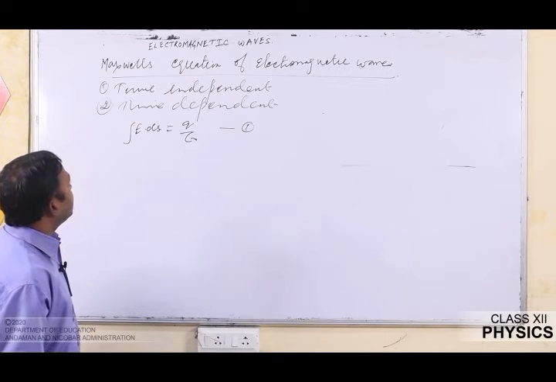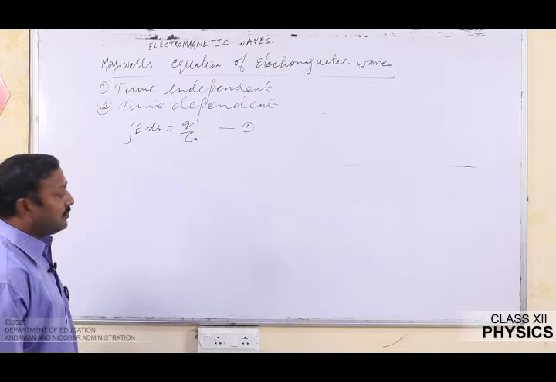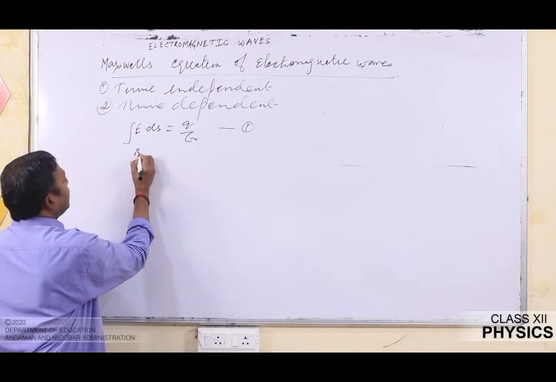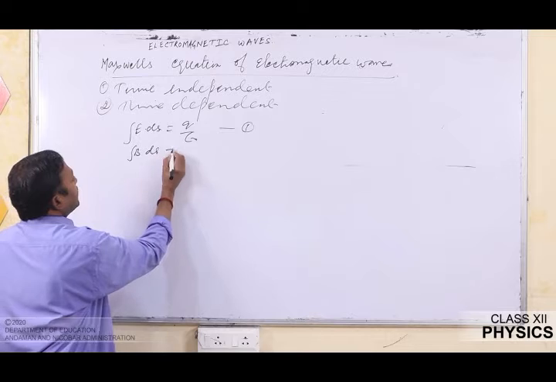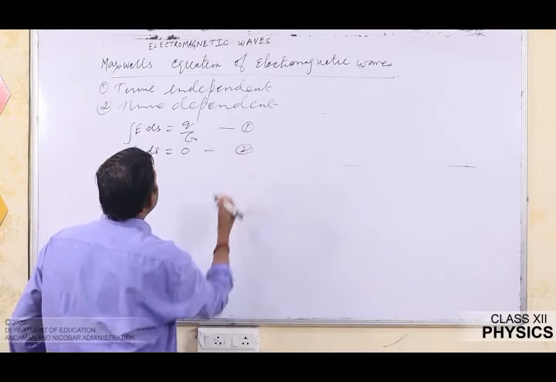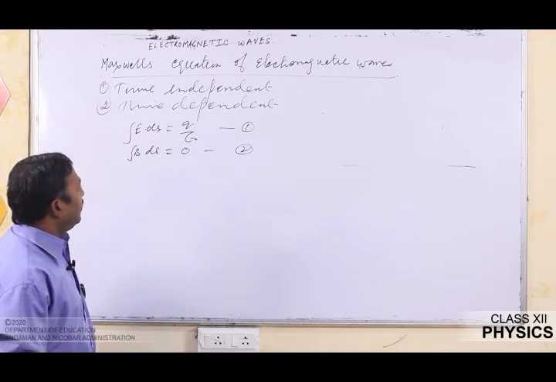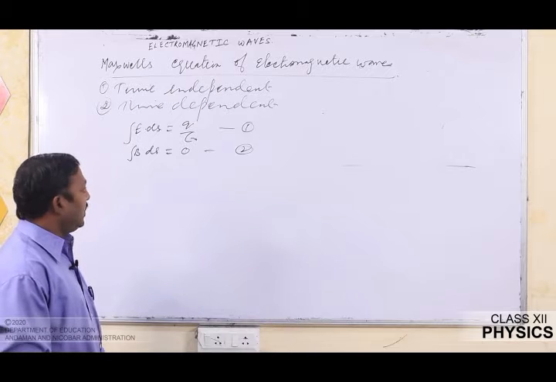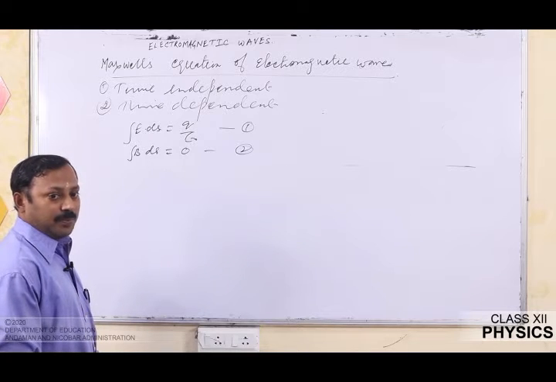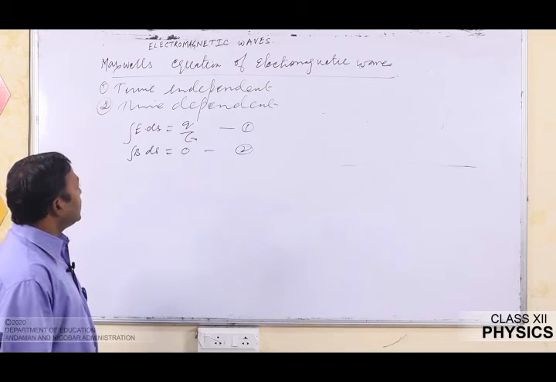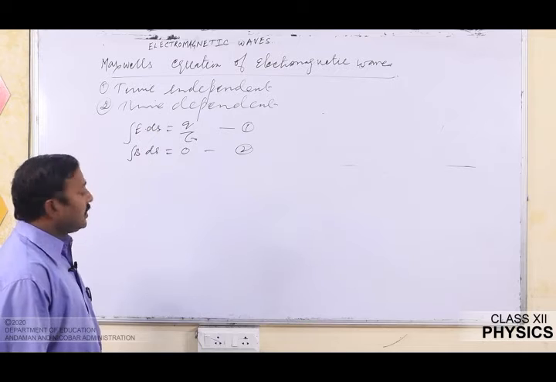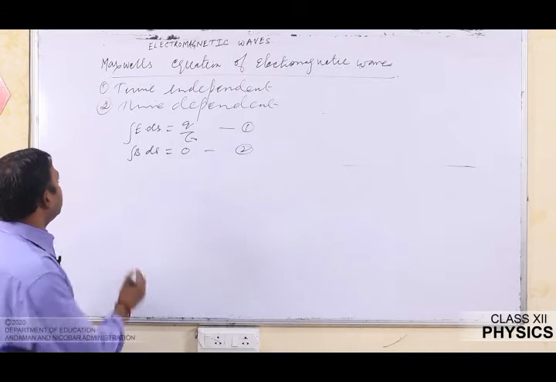The next equation, which is also time independent, is given by B dot ds equal to 0. This equation shows that a magnetic monopole cannot exist. When we take a magnet, it always exists in dipolar form. So, these two equations are time independent and do not depend upon time. Next, we will see the time dependent equations.